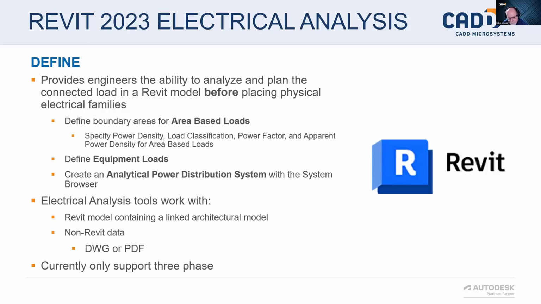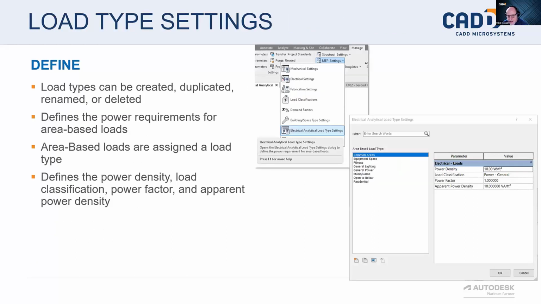But as far as defining those electrical load type settings, there's a new set of settings under the Manage tab. If you go up to the Manage tab and use the MEP Settings dropdown, you'll see a new set of settings called Electrical Analytical Load Type Settings. If you go into here, there'll be a couple of load type settings there by default, and you're free to use those if you want to, but we also have the ability to create new ones, duplicate them, rename them, delete them, whatever we want to do.